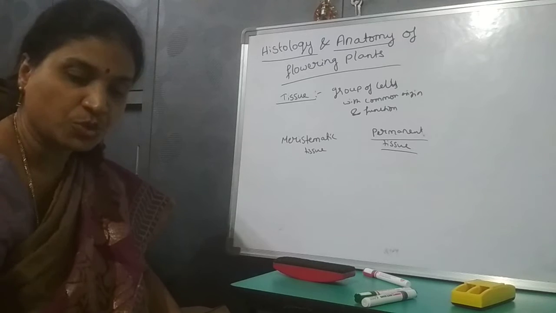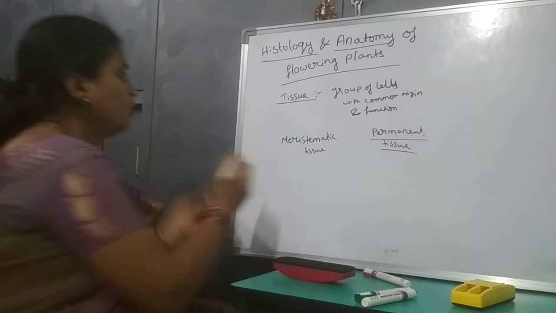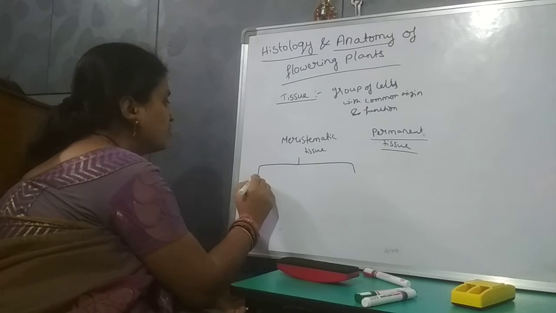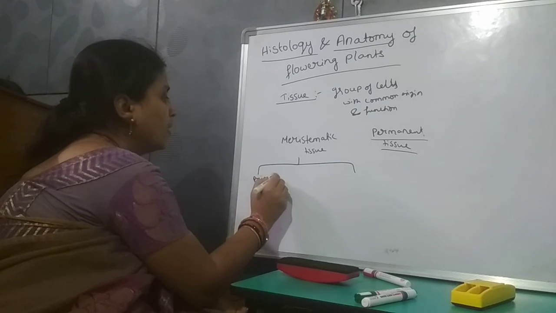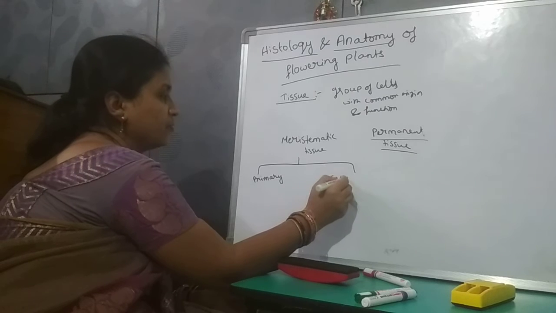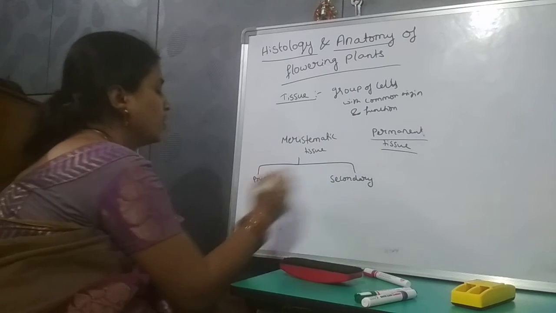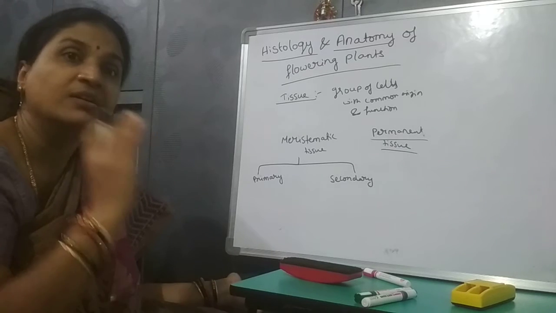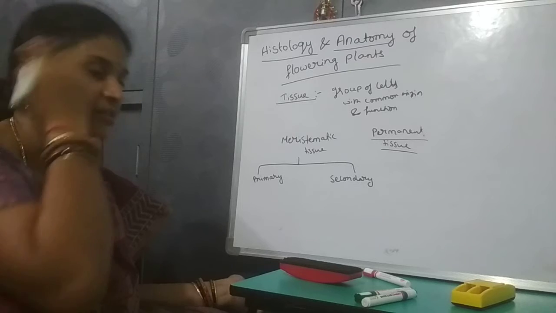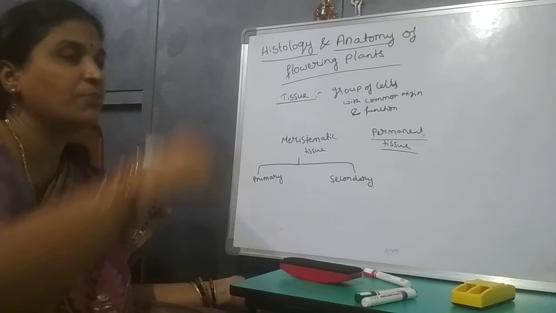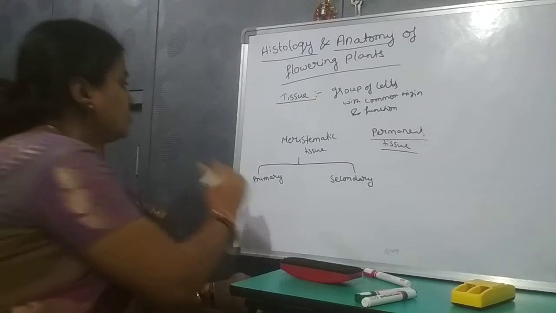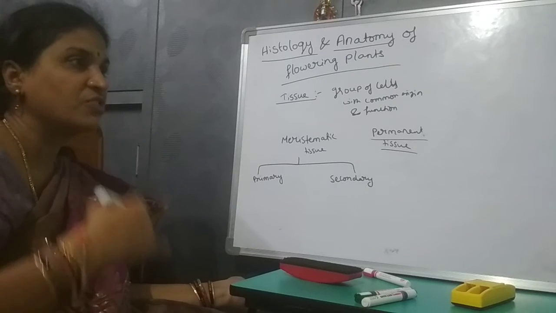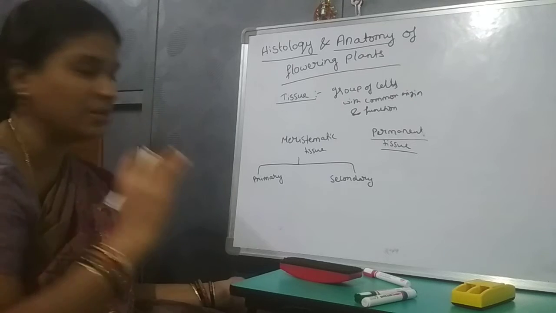So meristematic tissues are divided into primary meristem and secondary meristem. Primary meristems are those meristems which are present in the early life of the plant body, which are useful for the formation of the primary plant body structure.